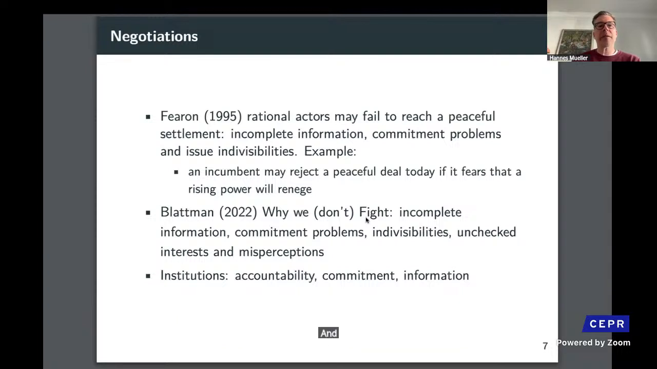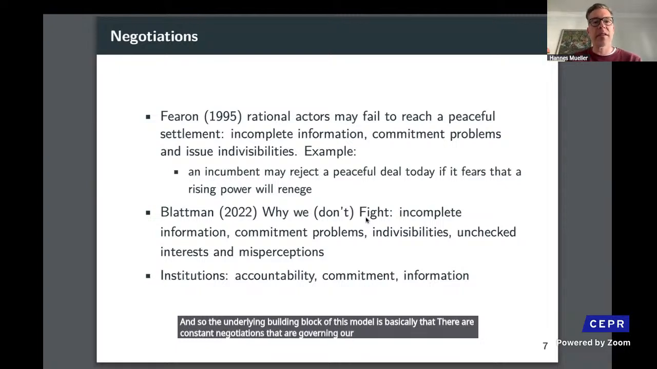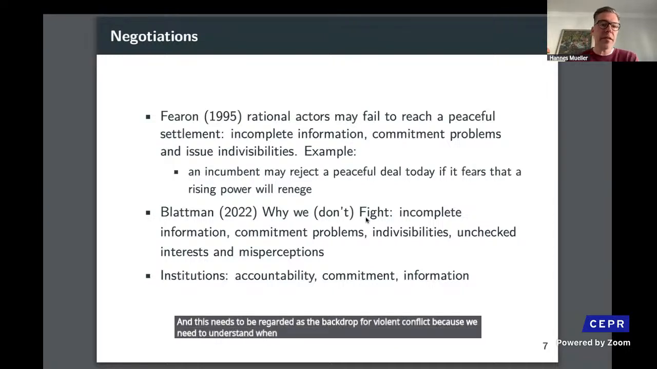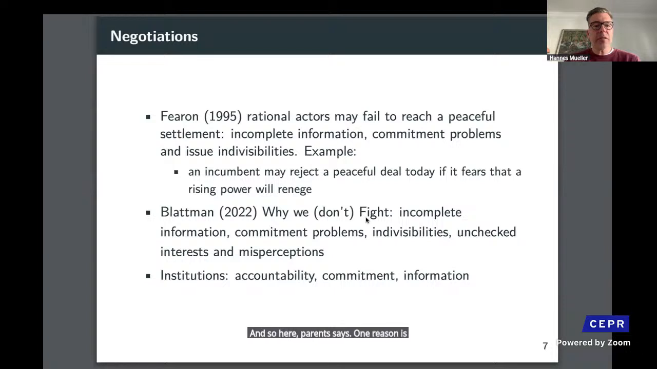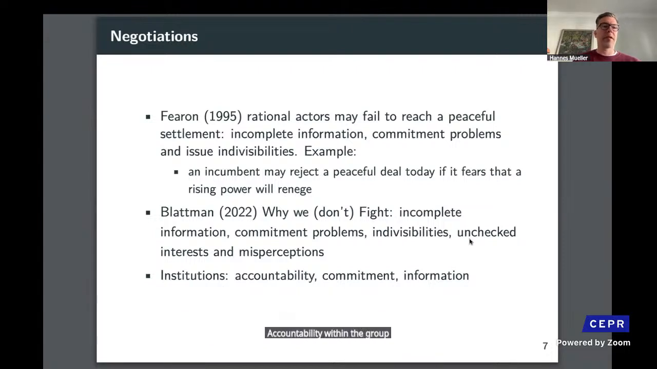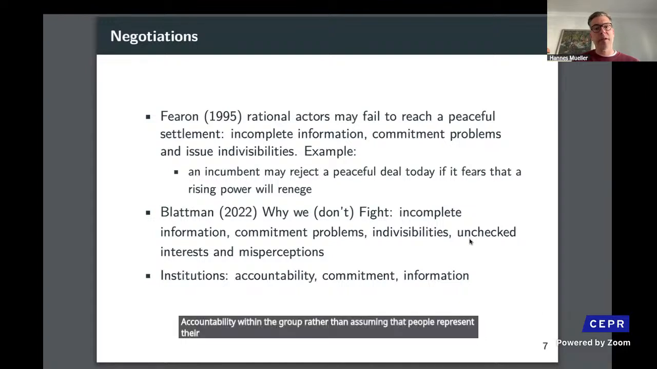And so the underlying building block of this model is that there are constant negotiations governing our interactions in society, right? And this needs to be regarded as the backdrop for violent conflict, because we need to understand when these negotiations fail, and only then can we understand why we fight. And so here, Fearon says one reason is incomplete information. And this is echoed by Blattman in his book. Commitment problems and issue indivisibilities, and these are the three examples that Fearon gives. And then Blattman updates this a little bit and talks about unchecked interests and misperceptions, right? This is more of a behavioral economics argument, and unchecked interests are more about accountability within the group, rather than assuming that people represent their group properly, right?